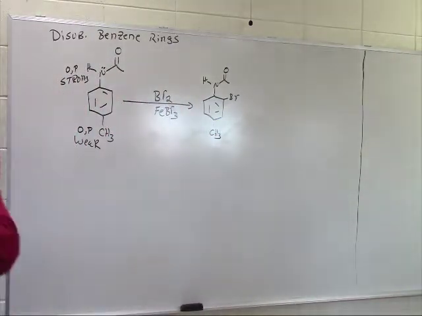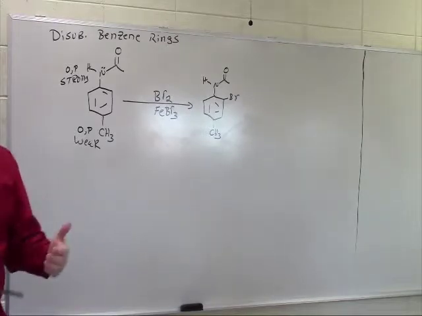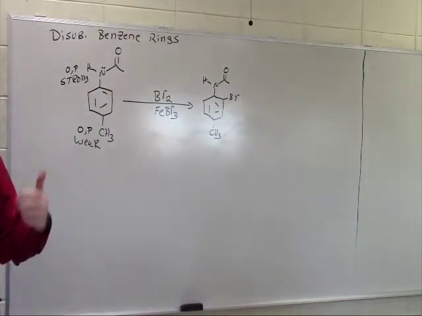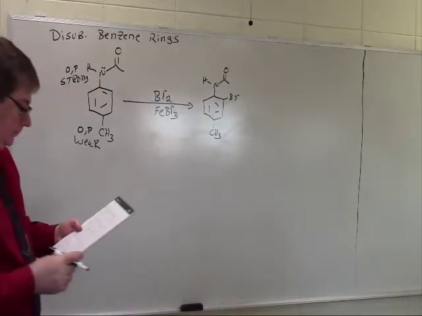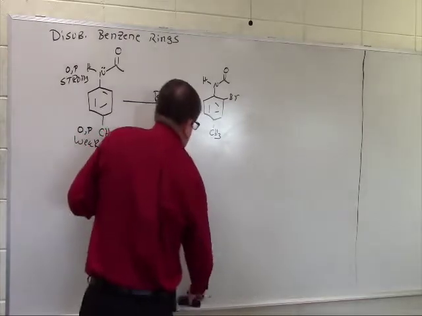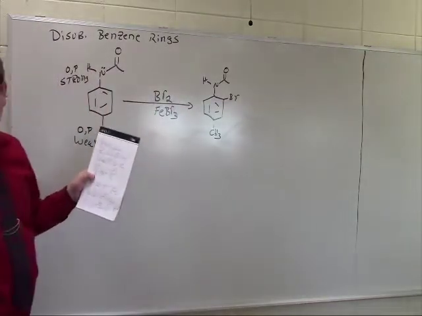Okay? So you're going to have to know the relative strengths of your ortho-para directors and your meta directors. You're going to have to know which one's strong, which one's weak. You're going to have to commit that to memory. Okay? Any questions about that before we move on?